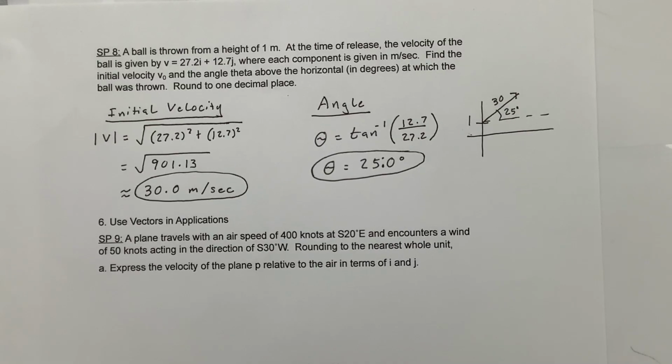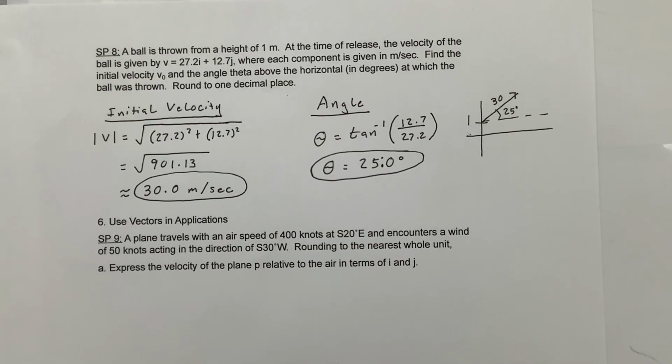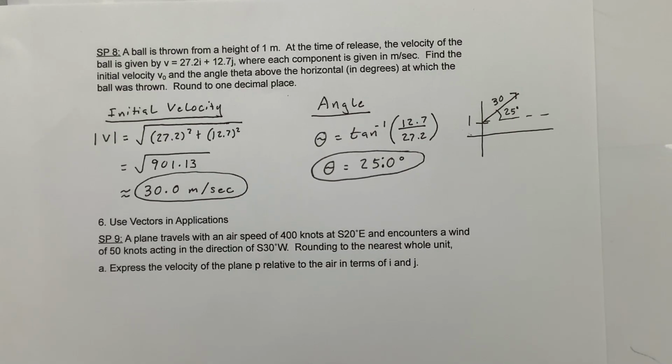And now let's go to number 9. Getting back to our nautical miles per hour. A plane travels with an airspeed of 400 knots at 20 degrees south due east, and encounters a wind of 50 knots acting in the direction of 30 degrees south due west. Express the velocity of the plane P relative to the air in terms of i and j.